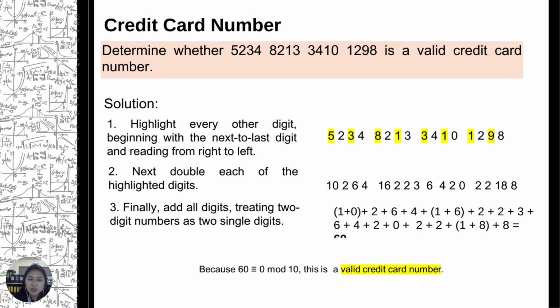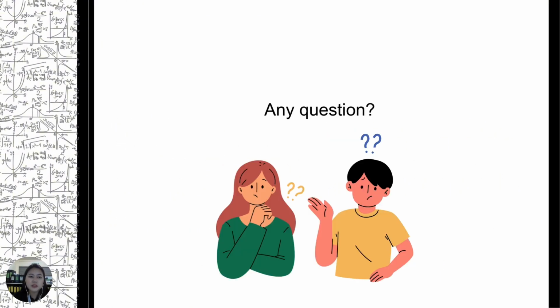Because 60 is congruent to 0 modulo 10, the credit card number given in the question is a valid credit card. Okay, any questions?